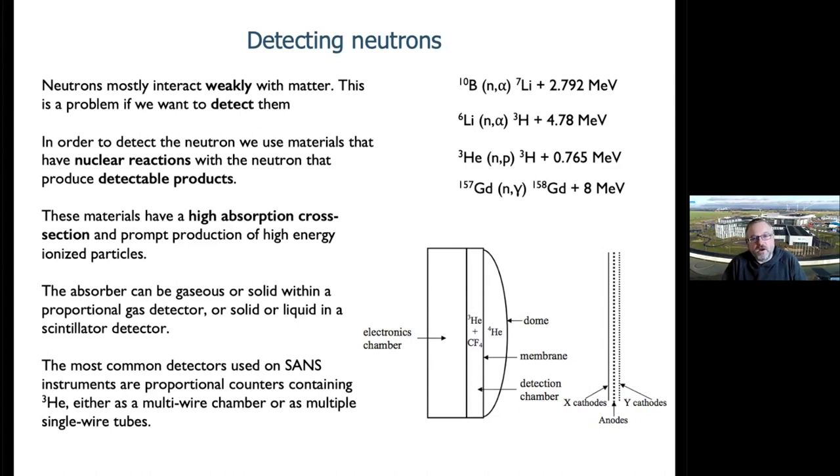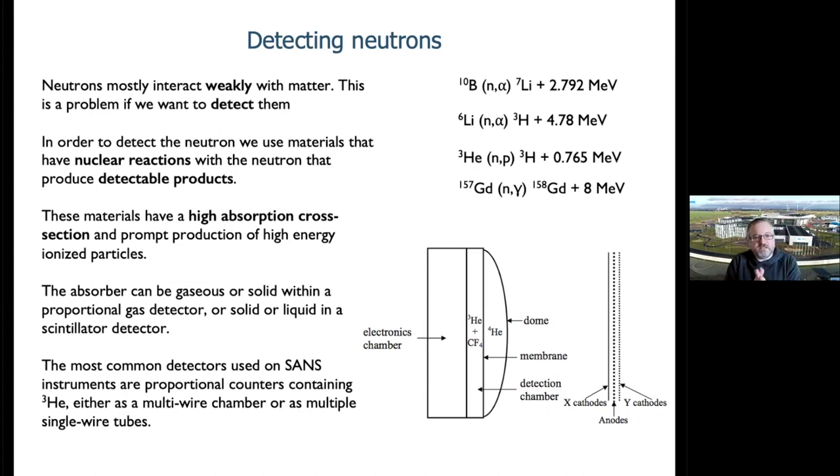Thankfully, there are a number of elements that undergo nuclear reactions with the neutron and produce detectable products. The ones we use in detectors are boron 10, lithium 6, helium 3, and gadolinium 157. And then you can see their reactions and reaction products in the top right. In general, what we do is we use these materials to generate something that can be detected, so generate something that's strongly interacting, usually a charged particle. The absorbing material, the boron, lithium, helium, or gadolinium, can be gaseous or solid, or even liquid in the case of scintillator detectors.